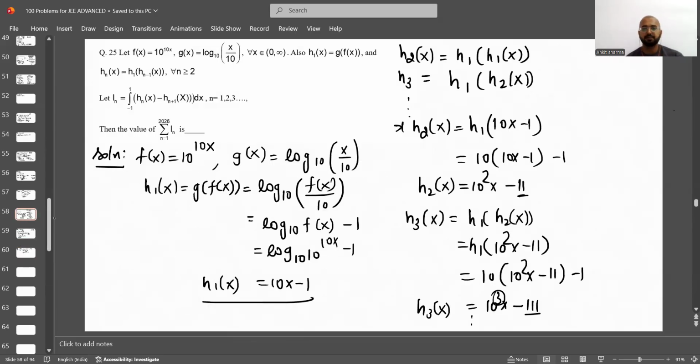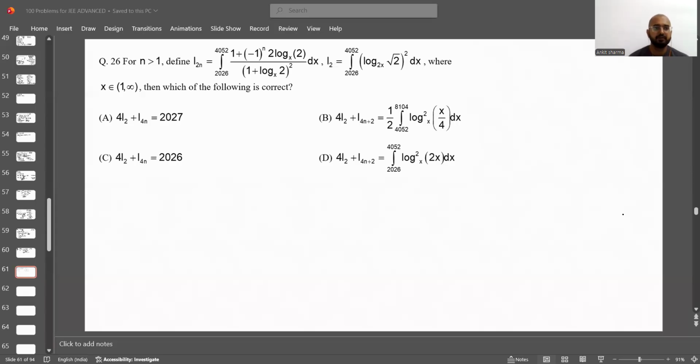Move to the next part. Next part, 26. Let's go ahead. I2n is given to be this and I2 is given to be this. So we need 4I2 plus I4n, and 4I2 plus I4n plus 2. That means we need to find out I2 plus I4n and I2 plus I4n plus 2. So two things we need to solve.